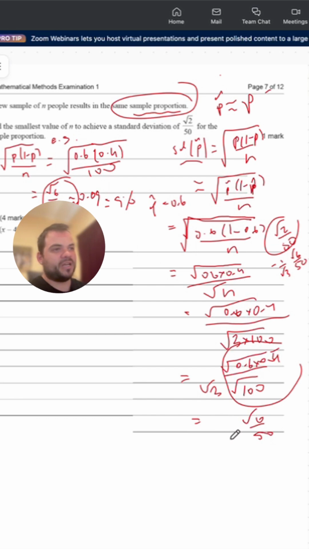So then we get 1 on root 3 times root 6 on 50, which is root 2 on 50. How did we do that? We made this denominator, square root 3 times 100. So we need n to be 300. We need n to be 3 times as large.